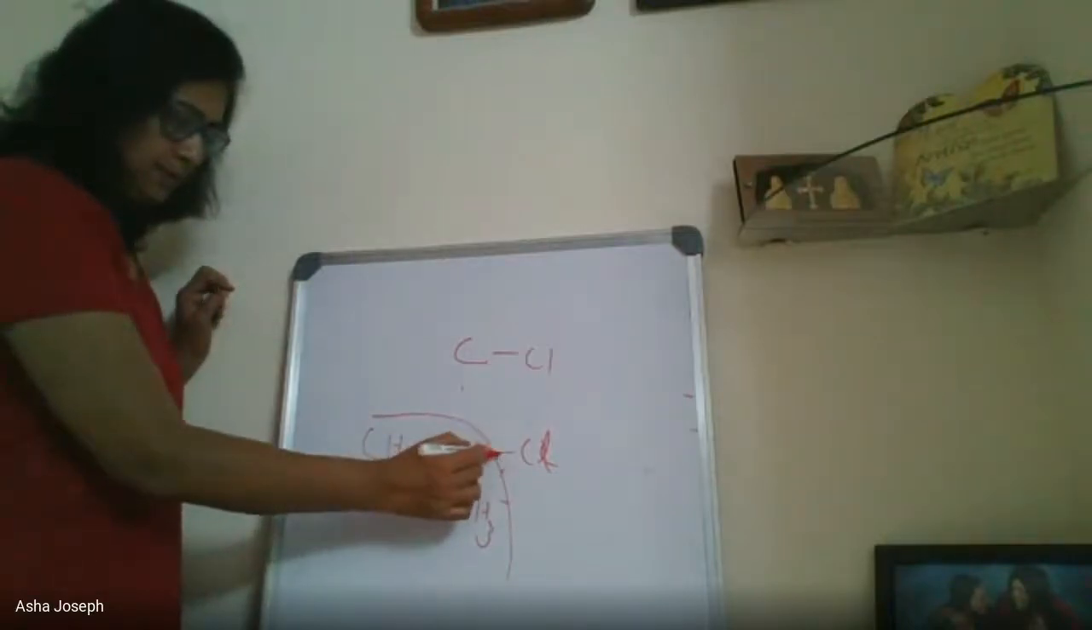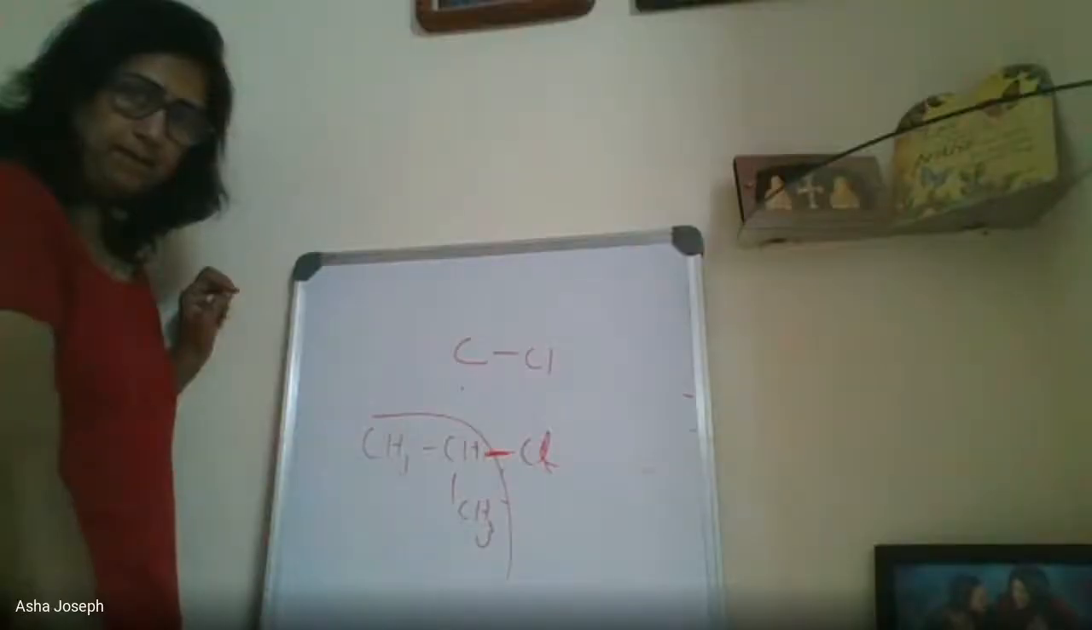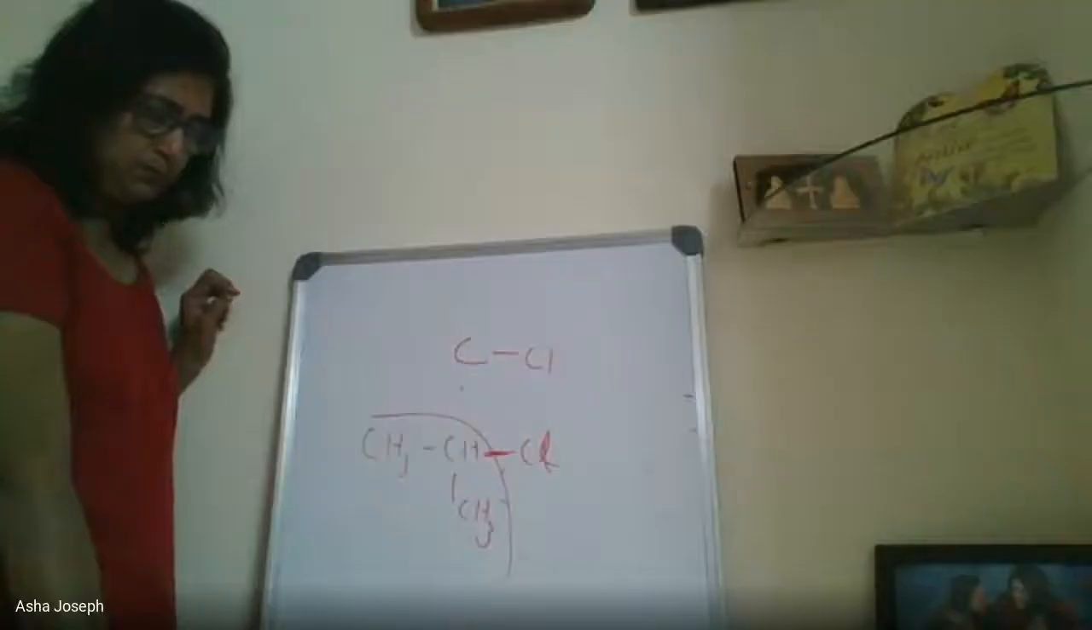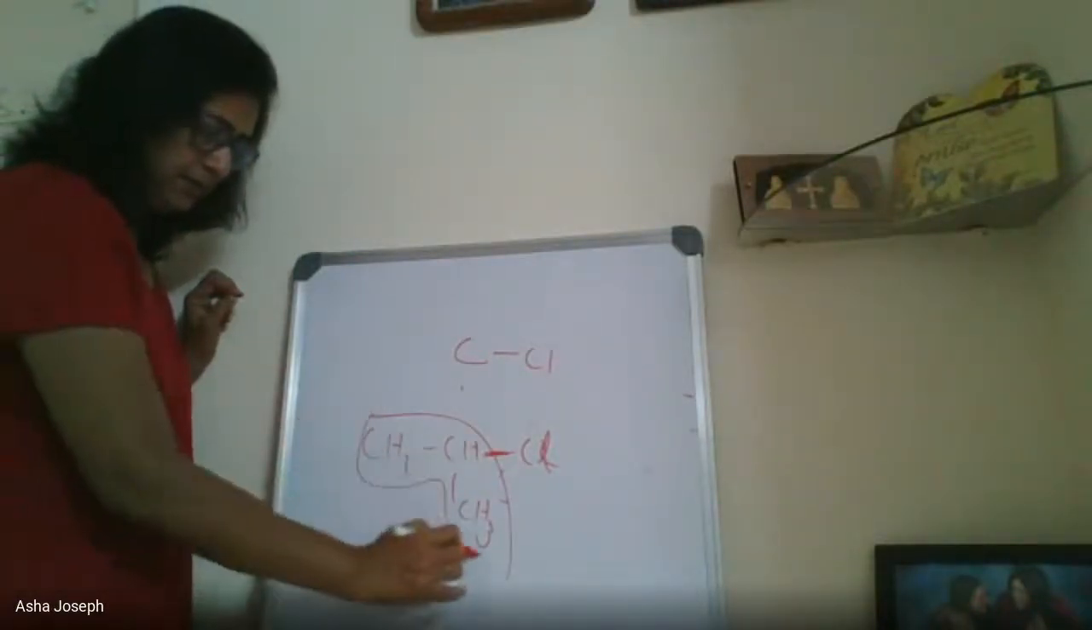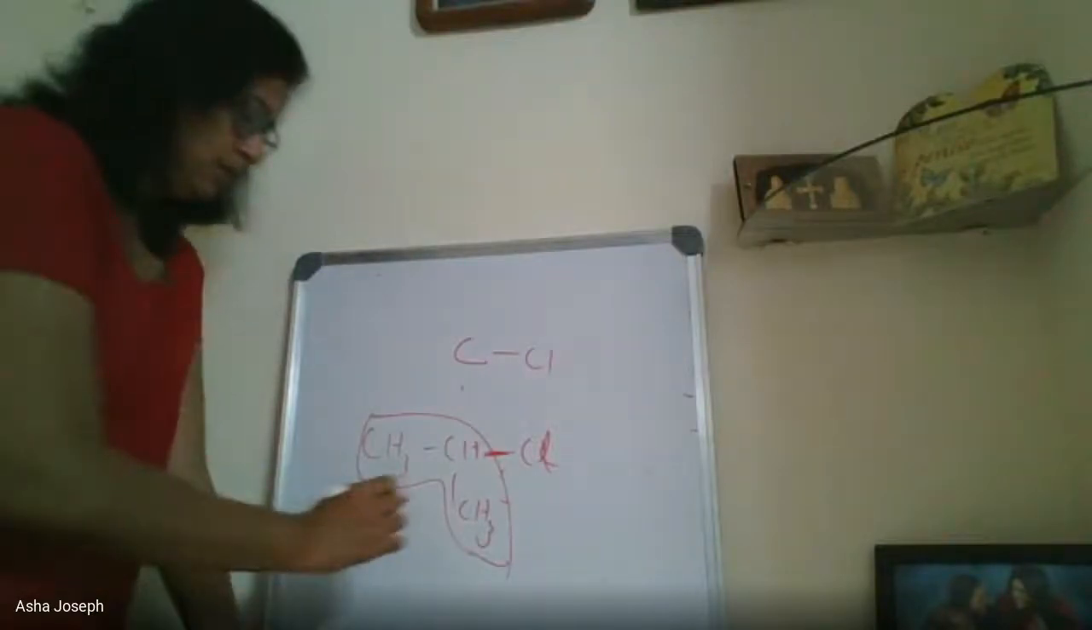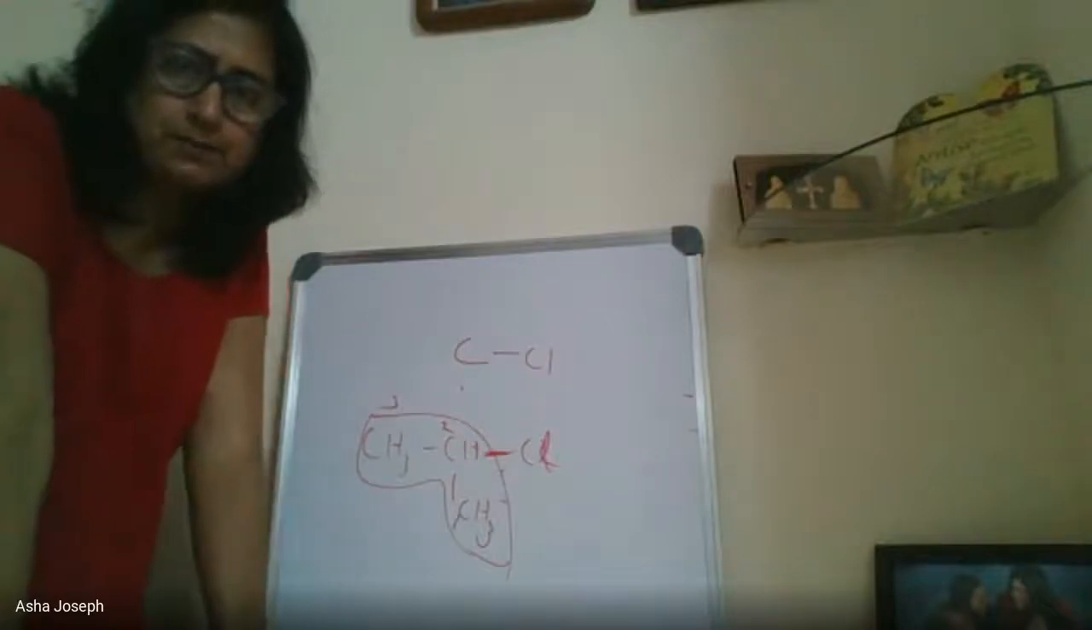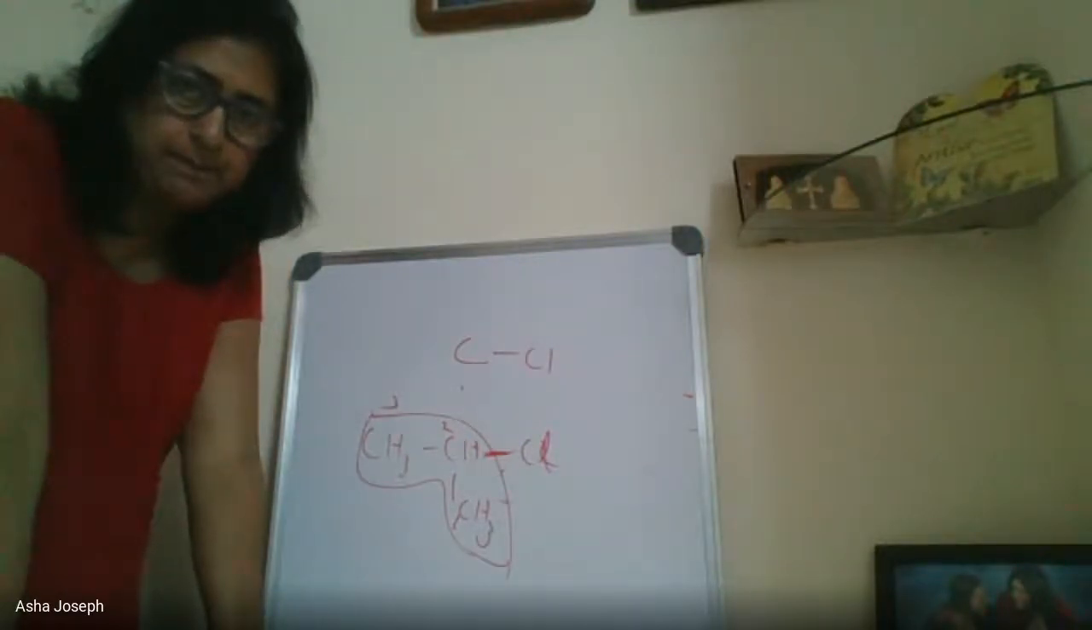Otherwise, this group, chloroethyl, 2-methyl chloroethyl. No. 1, 2, 3. This is the chain. 2-chloropropane. That is the IUPAC name.